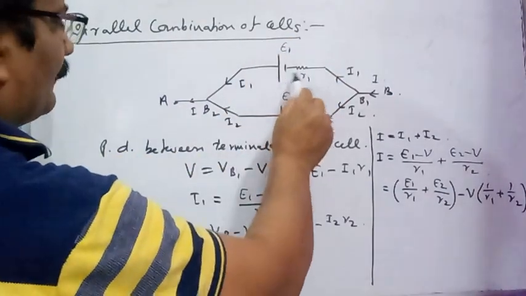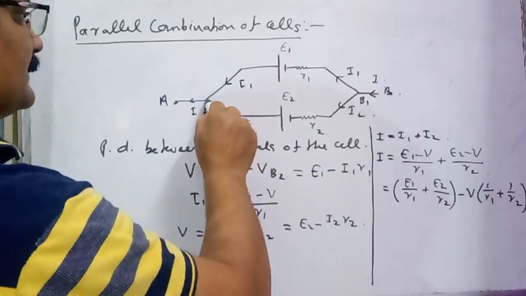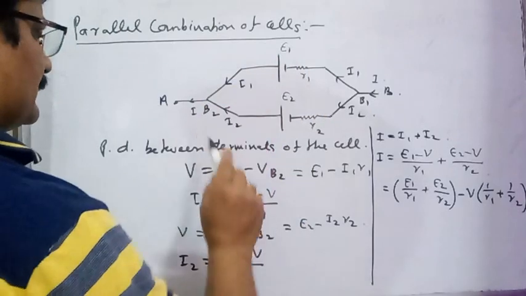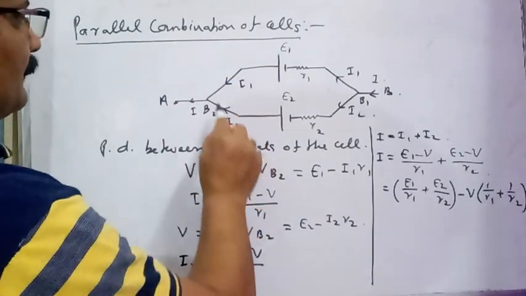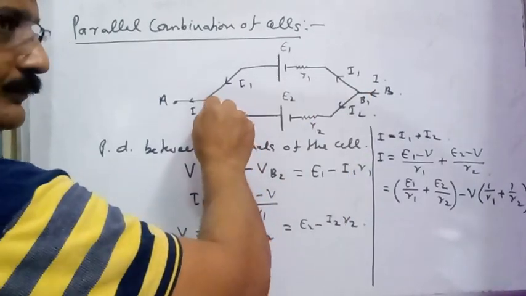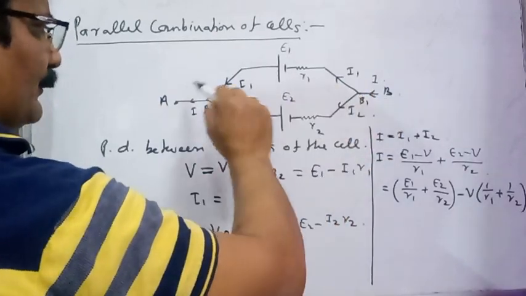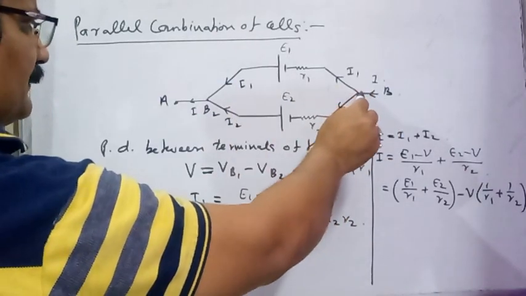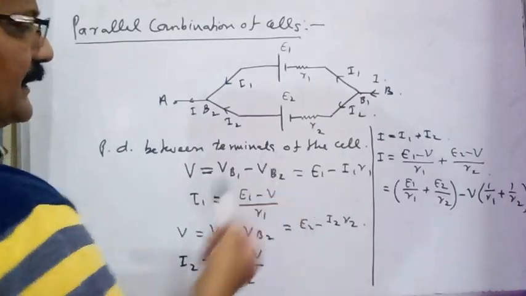Students, now see what is the potential difference between terminals of the cells. Potential difference between terminals of both the cells, suppose V. What is the value of V? Potential difference between points B1 and B2. Suppose the current is flowing from B1 to B2. It means the potential difference between points B1 and B2 is equal to V, potential at B1 minus potential at B2.